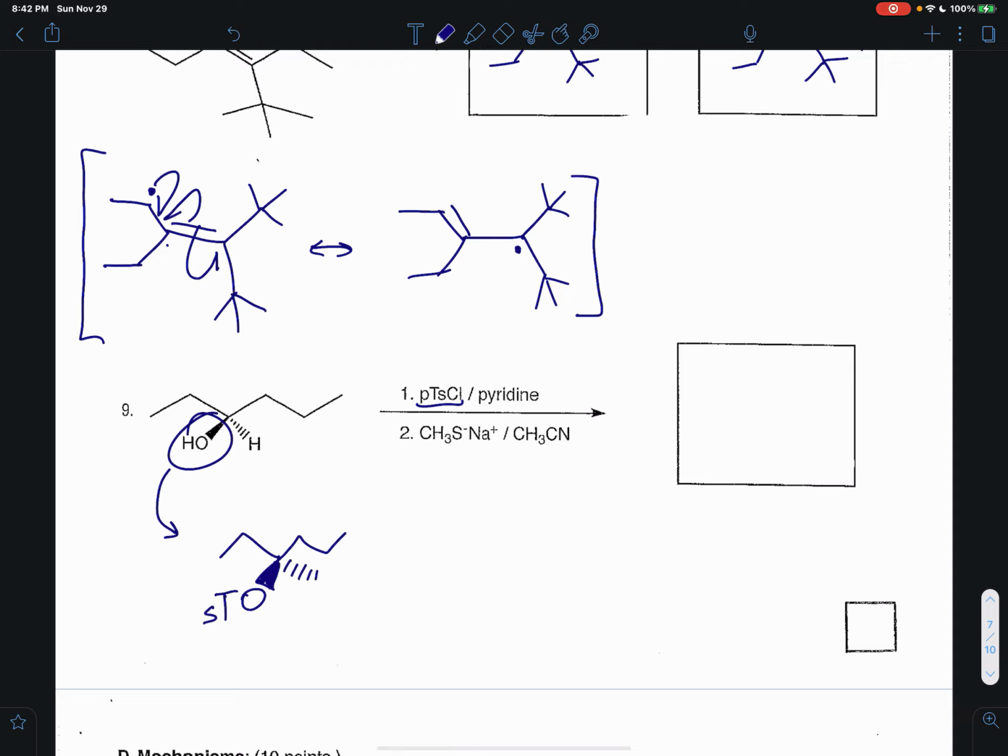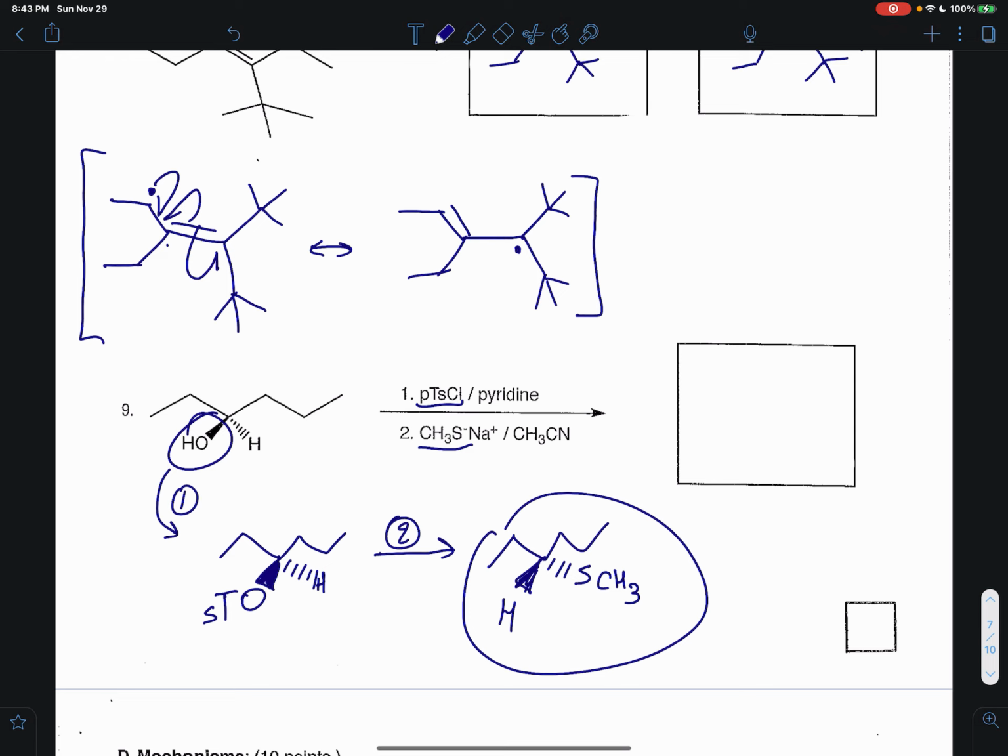And then the hydrogen on the dash. And now the second step is going to be CH3S-, which is going to act as a strong nucleophile. And then because we have this OTs, a good leaving group on the secondary carbon, we can just do an SN2 reaction, right? And remember, in an SN2 reaction, there is an inversion that occurs. So that means that my SCH3 and then my hydrogen is on the wedge. So that's the final product.